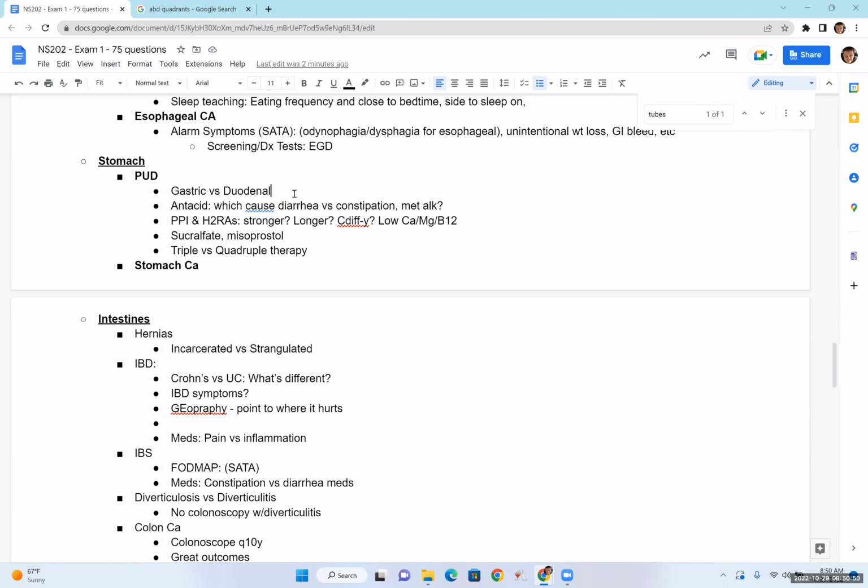What else? So PUD, stomach cancer, knowing the differences. Alarm symptoms are symptoms of stomach cancer discovered early or late? Good outcomes or bad outcomes? It's bad outcomes. What other cancer from the tube causes bad outcomes? Pancreatic cancer is probably the worst, and then stomach cancer might be second place. Which has the best outcomes? Colon cancer. You can discover it early.